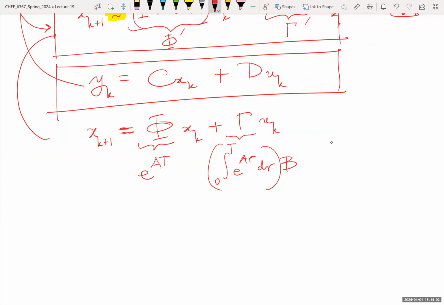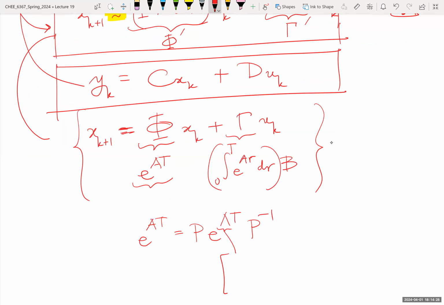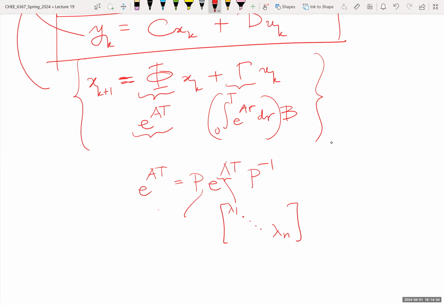These are good to know. It's unlikely you'll ever do this by hand, although it would be instructional doing this by hand. In fact, we have learned what this is, e to the At. E to the At can be defined in general as P e to the Lambda t P inverse, where Lambda is a diagonal matrix that has the eigenvalues of your matrix A, and P is a matrix that has the eigenvectors of this matrix, V1 to Vn. And of course, this is P inverse.